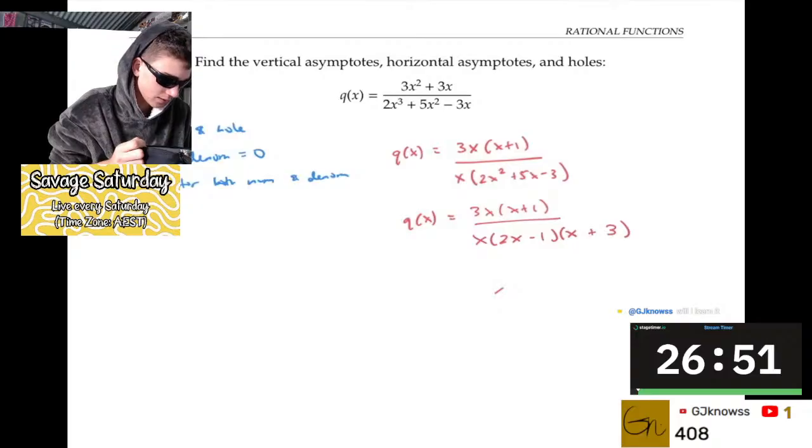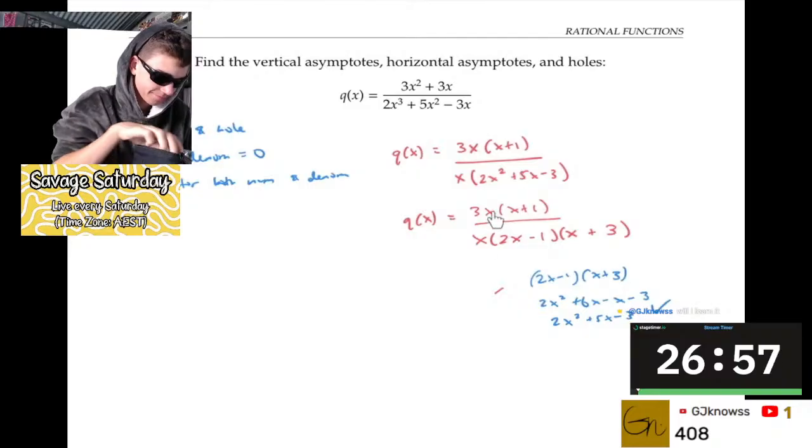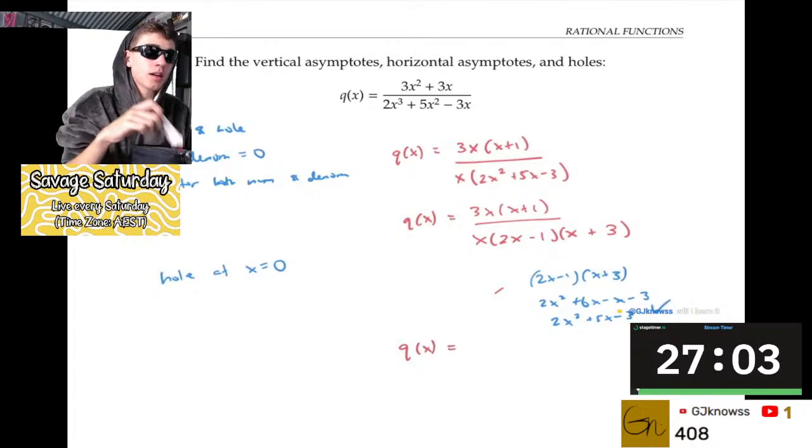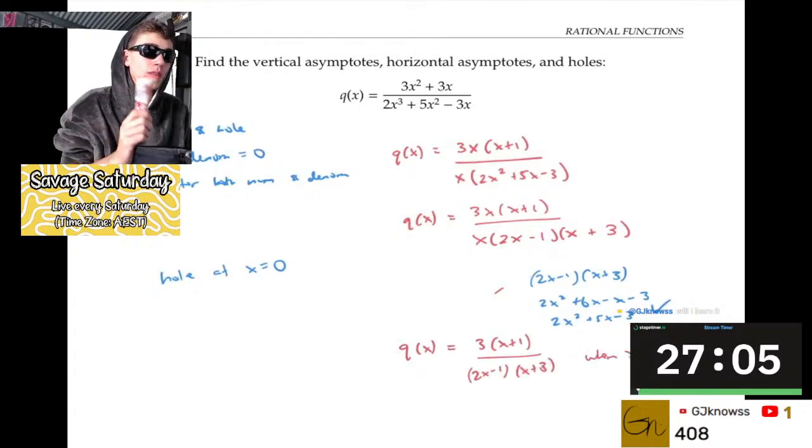Let's see if that works. If I multiply out 2x minus 1 times x plus 3, that does give me back my 2x squared plus 5x minus 3, so that checks out. Now I notice that I have a common factor of x in both the numerator and the denominator, so that's telling me I'm going to have a hole at x equals 0. In fact, I could rewrite my rational function by canceling out that common factor, and that's equivalent as long as x is not equal to 0.